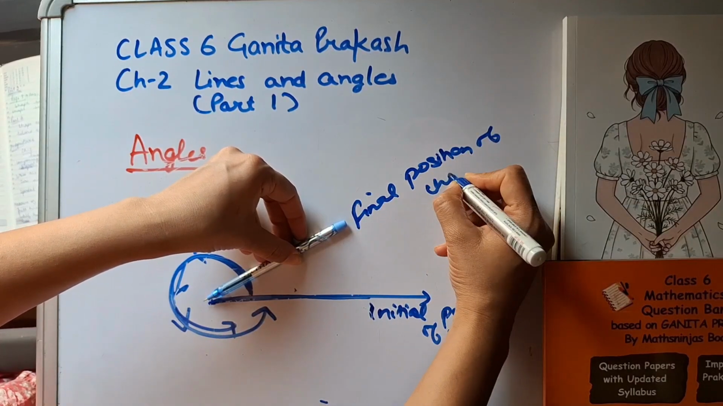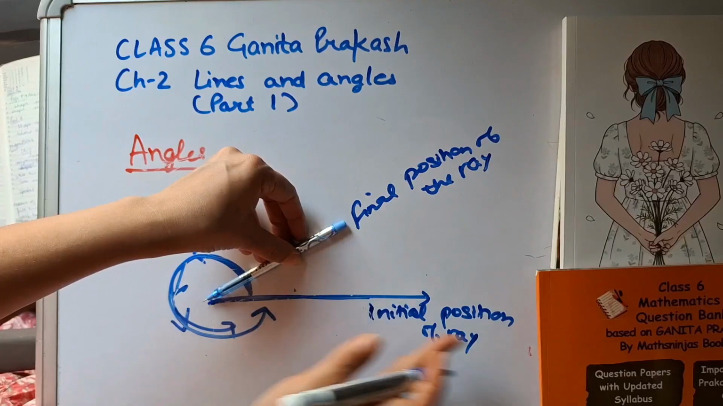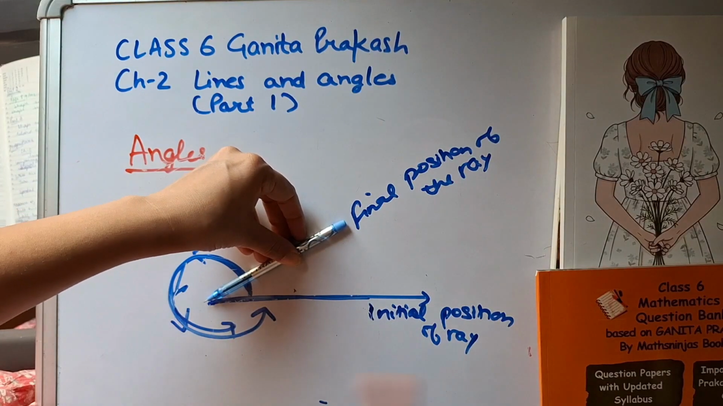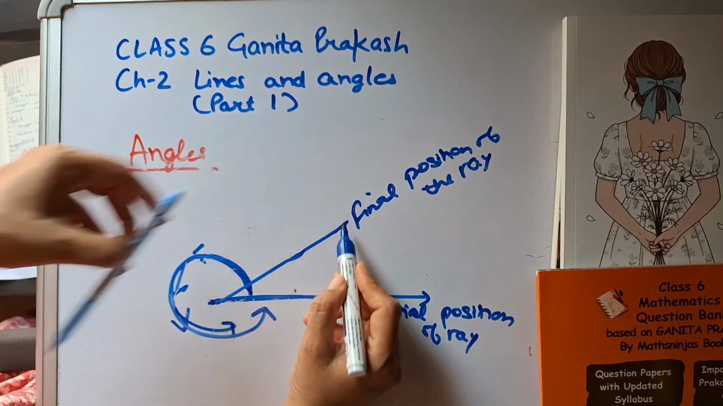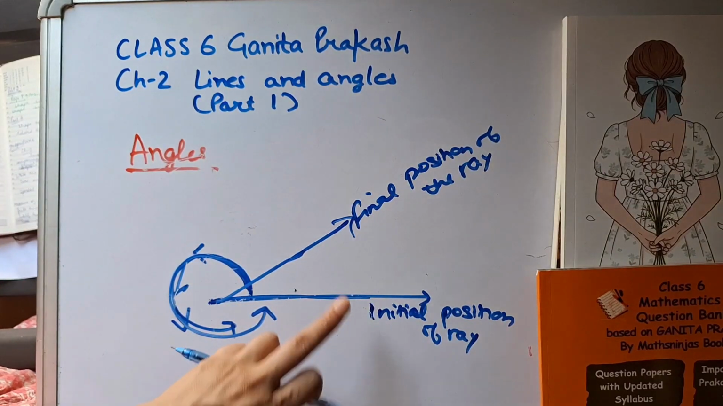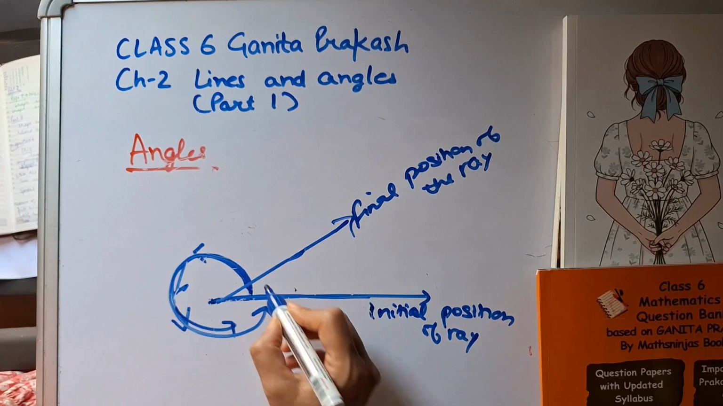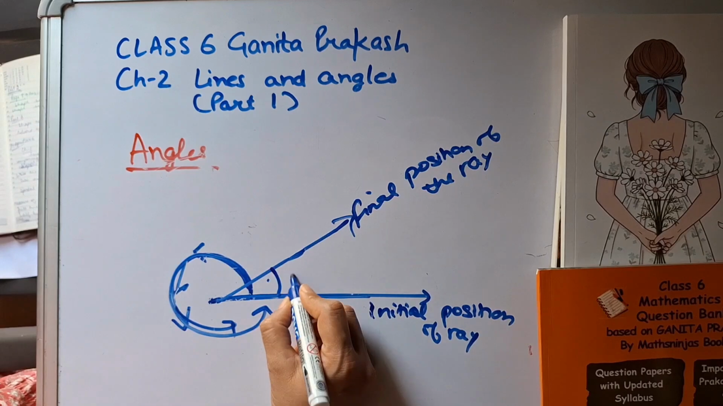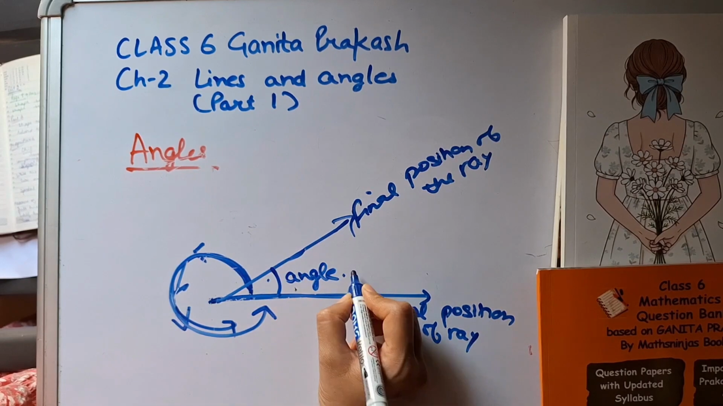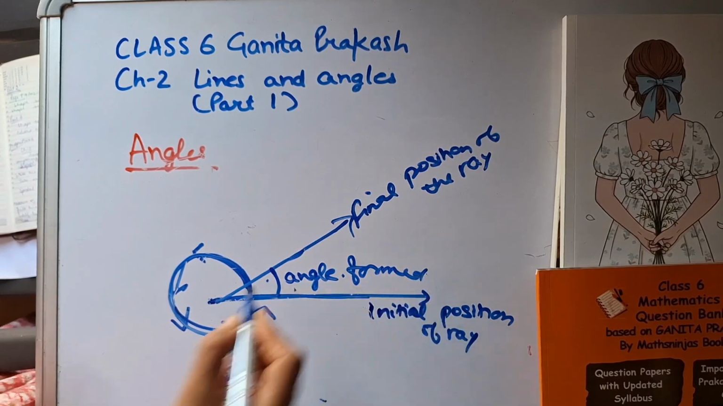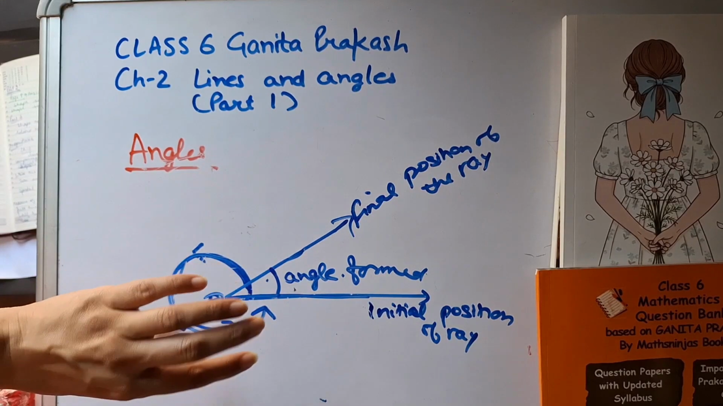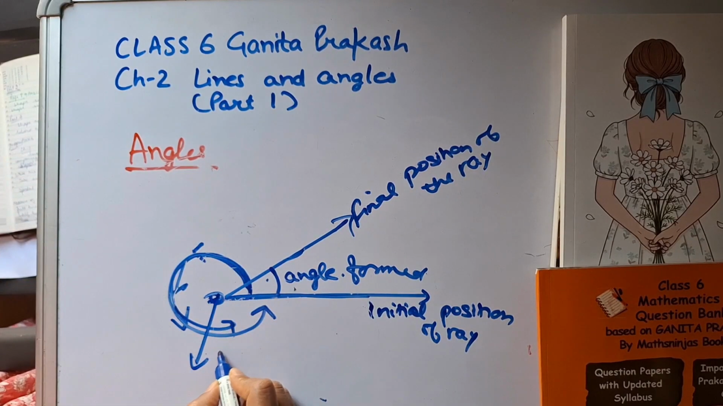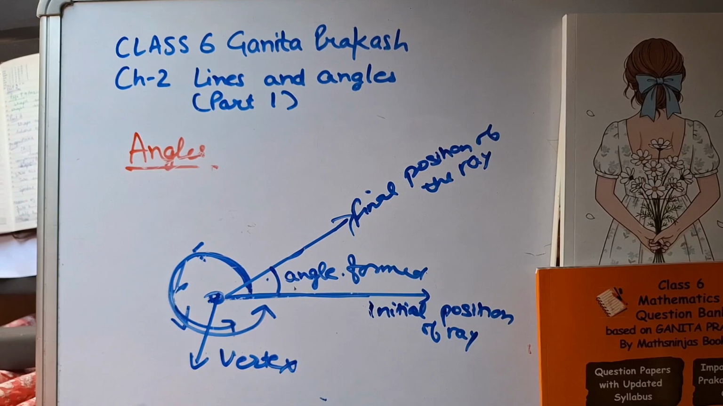We are talking about rays because a ray has a starting point and goes infinitely in one direction. So this is the final ray. Suppose this is the same ray which is rotated through this, and this is the angle which is formed. The initial point through which the ray is rotated is called the vertex.